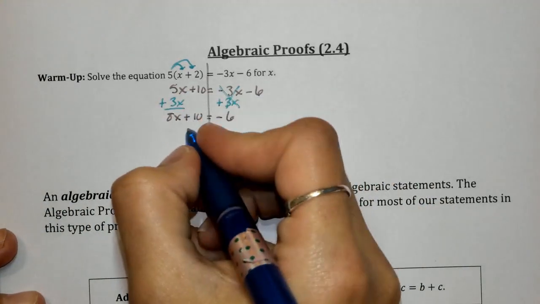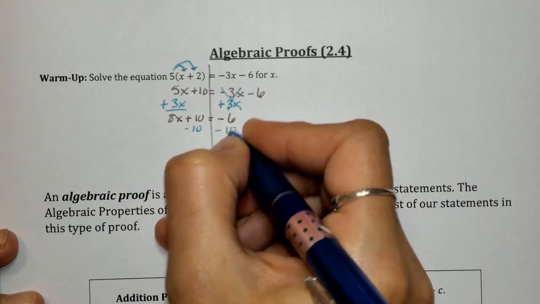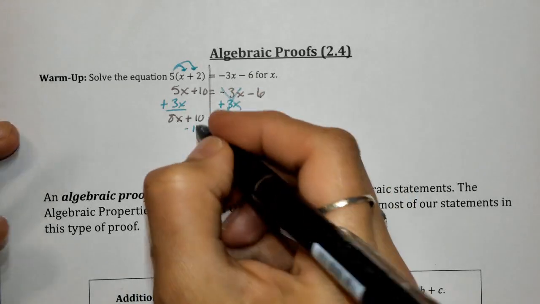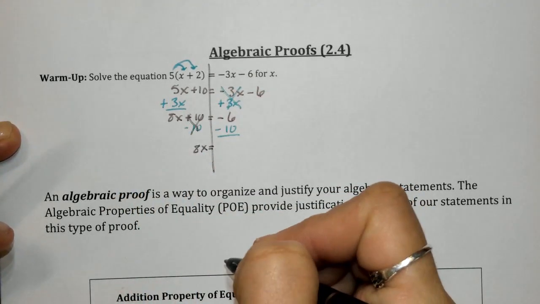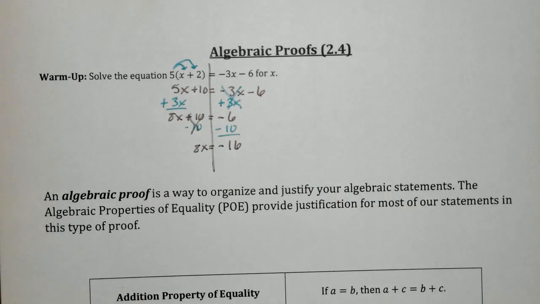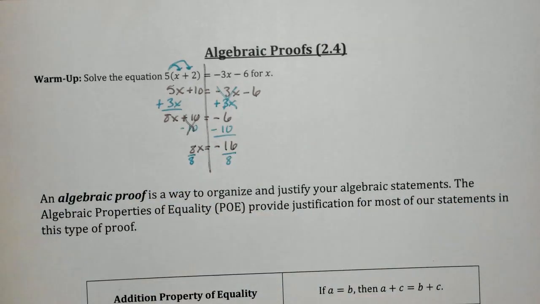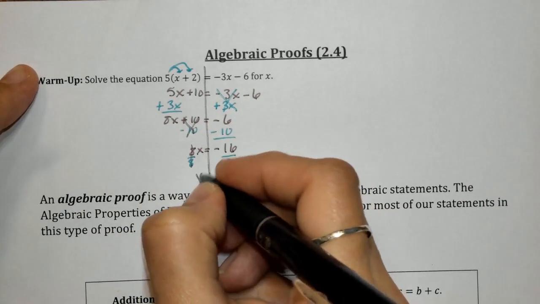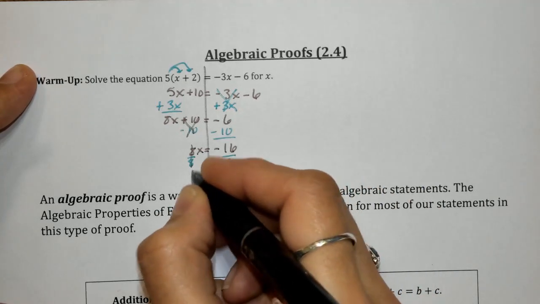Now we're going to go ahead and get rid of the constant over by the variable, subtracting it. So on the left, we bring down that 8x. We have negative 6 minus 10 more is a negative 16. Last step, we're going to divide both sides by the coefficient, what's in front of x. And we need to remember we have a negative divided by a positive. We're going to end up with a negative 2.